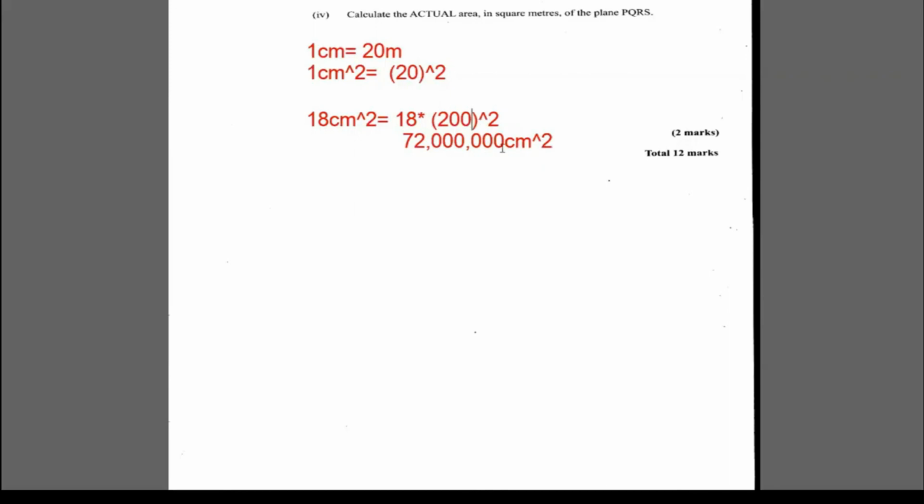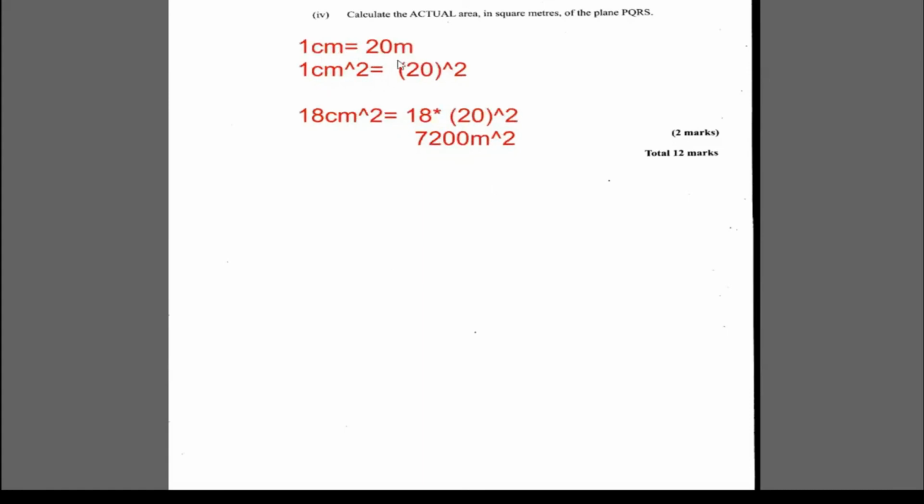So it's 18 times 20 square. And then we just need to work out 18 times 20 square. That's 7,200 meters square. Honestly, did not see that square meter. So 7,200 meters square is the solution. Nice and easy, soft.